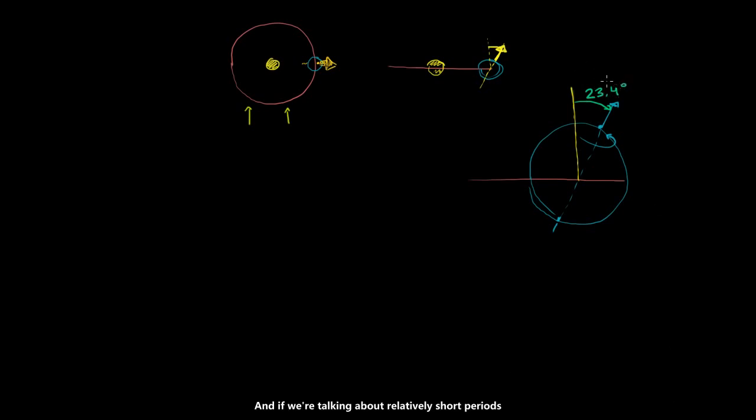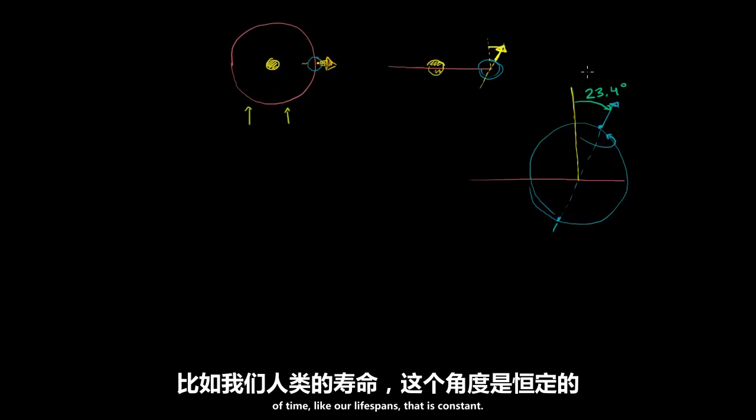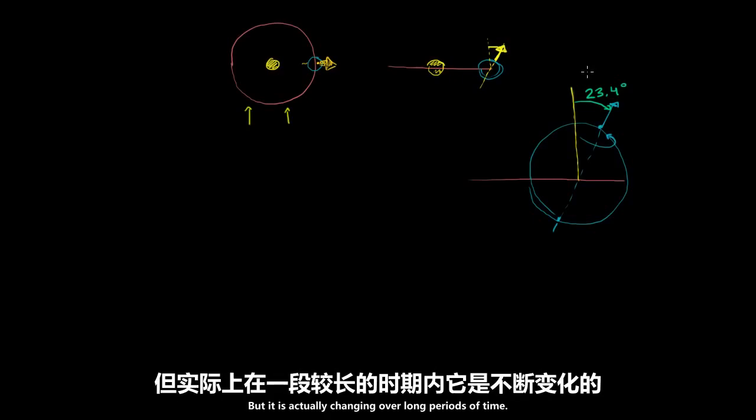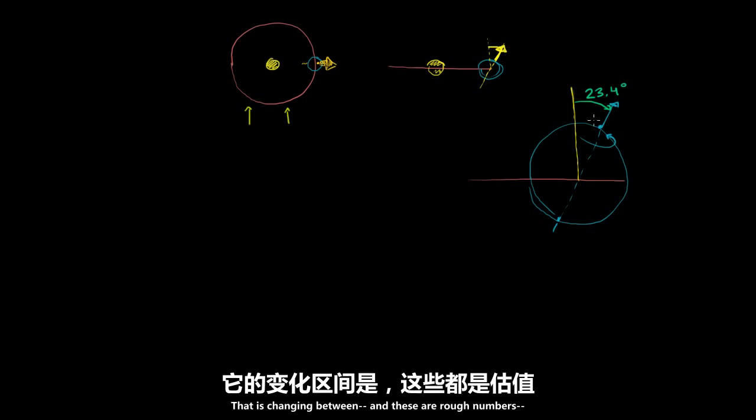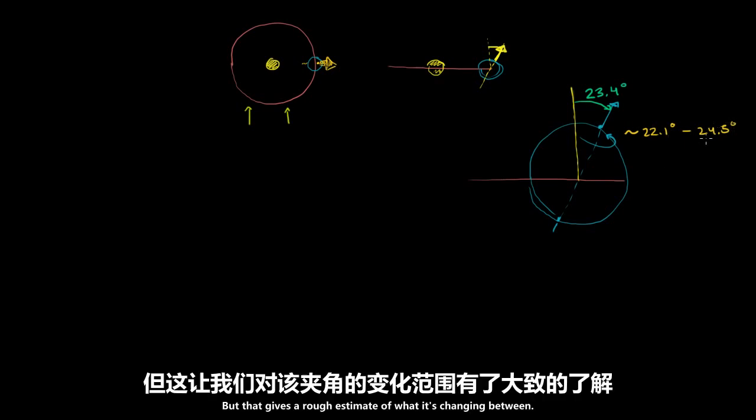23.4 degrees. And if we're talking about relatively short periods of time, like our lifespans, that is constant. But it is actually changing over long periods of time. That is changing between, and these are rough numbers, 22.1 degrees and 24.5 degrees, if my sources are correct. But that gives a rough estimate of what it's changing between.